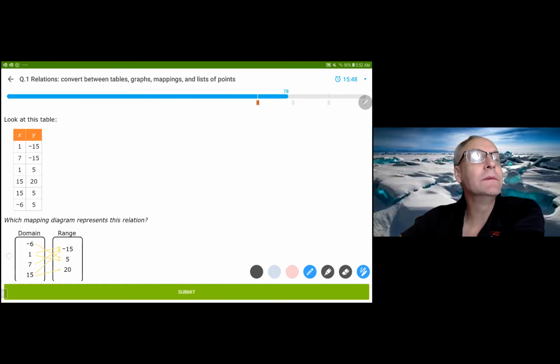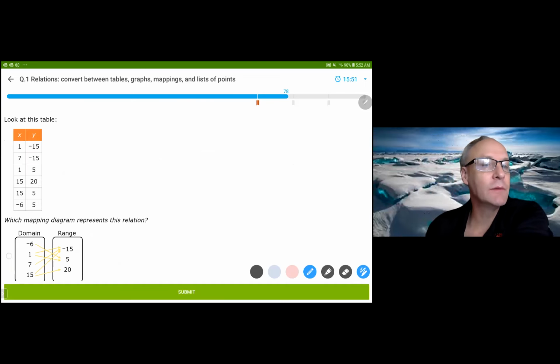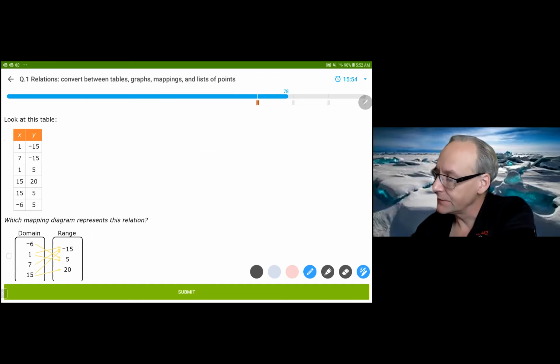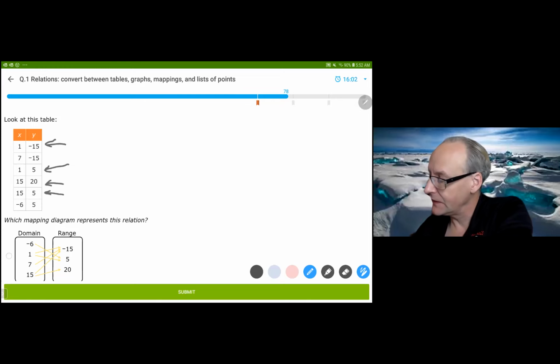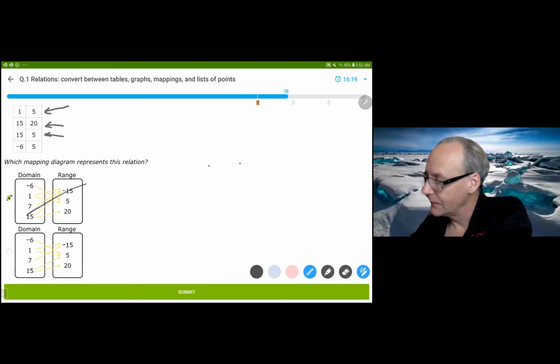Always worries me that I missed something. All right, let's see. Look at the table. We have a table. And here's one of our problems, the 1 going to 2 different values. And there's another of our problems, the 15 going to 2 different values. So 15 is going to 5 and to 20. This one is not it. Oops. Let me get rid of it. Come on, get off of there. It's not letting me change it. Okay, so this one, 15 is going to 5 and 20. Yep. And the 7 is going to -15, which I'm not seeing anywhere.